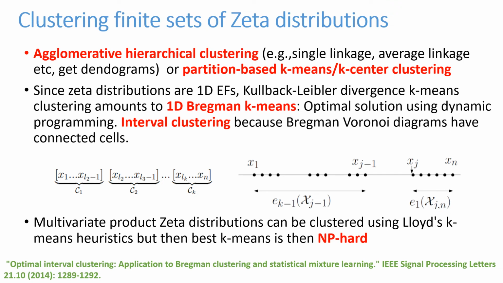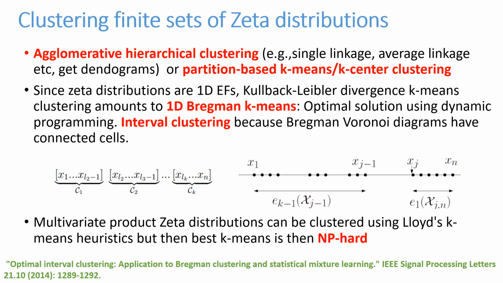Since the densities are described by one parameter, s, and since the KLD between two zeta distributions amounts to a Bregman divergence, the Kullback-Leibler divergence k-means amounts to a 1D Bregman k-means clustering, and this can be solved exactly in 1D by using dynamic programming. This is because their Bregman-Voronoi diagrams have convex cells, and the clustering is called an interval clustering.